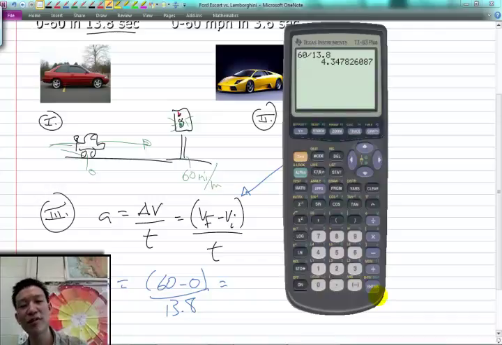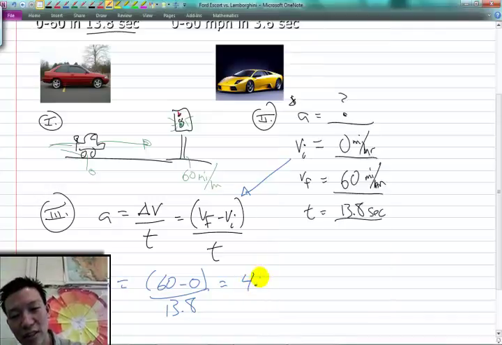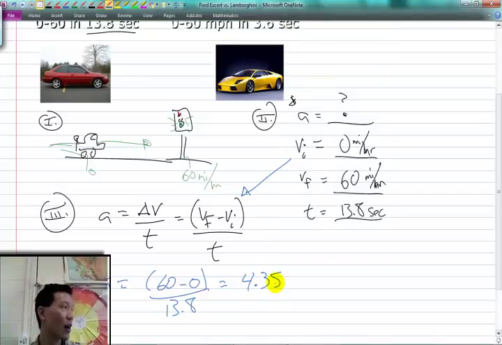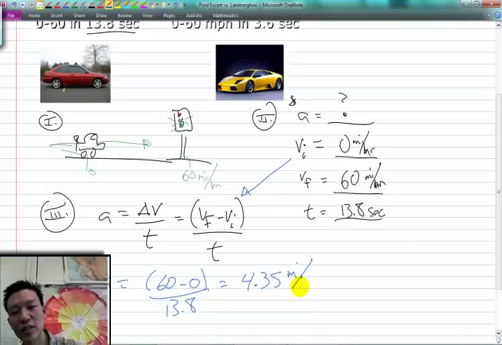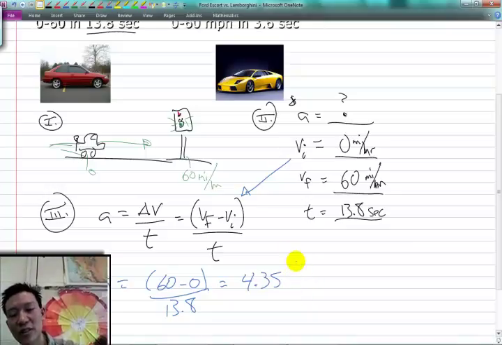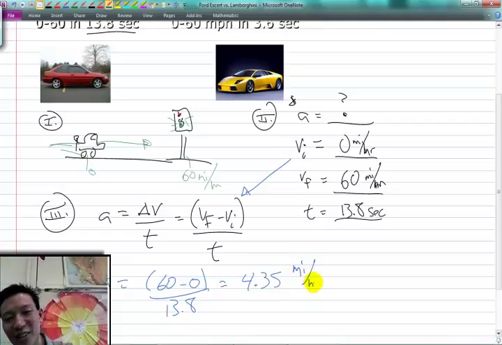Let's just round that off. 4.35, okay? What are the units on this? This is kind of weird. 4.35 what? Aha, it'll be miles per hour for velocity, okay? And then what was the time interval? Okay, seconds. Miles per hour per second.